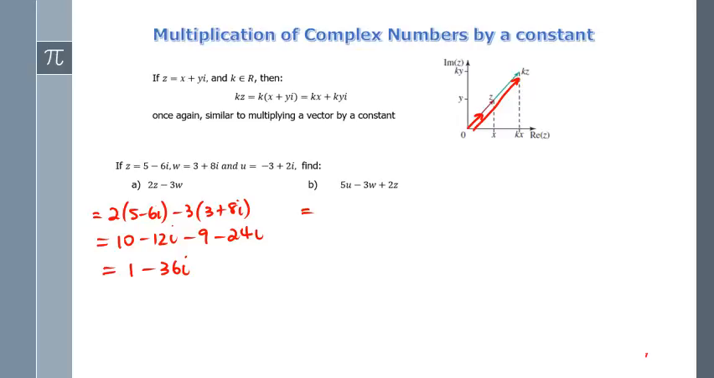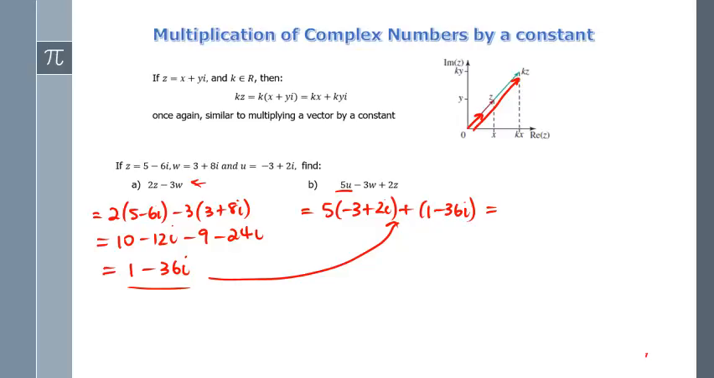Here we have 5u, and then I've got minus 3 plus 2w, which is the same as that. So I say 5u, 5 times negative 3 plus 2i, and then I have minus 3w plus 2z, which we know is this. Sorry, minus 3w plus 2z. I can just bring that value over here. So I get plus 1 minus 36i.